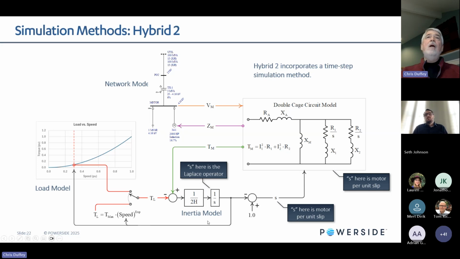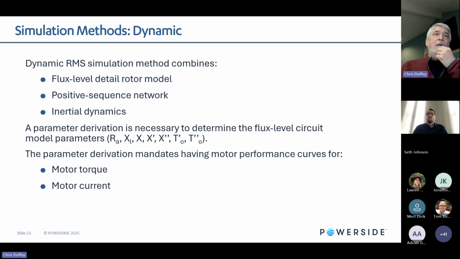Goes through your inertia model, get your speed update. So as you simulate in time with the torque difference, and as it goes across the torque of the motor, it's going to speed up and eventually settle itself out. So these are hybrid 1 and hybrid 2. Couple things I'm going to note particular about these compared to this next model after I show this one.